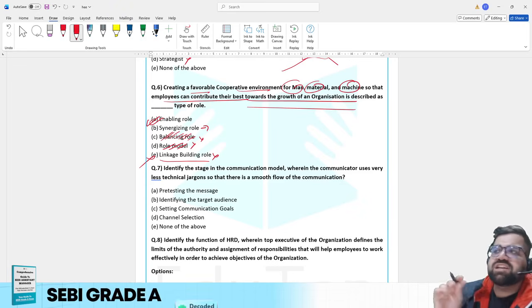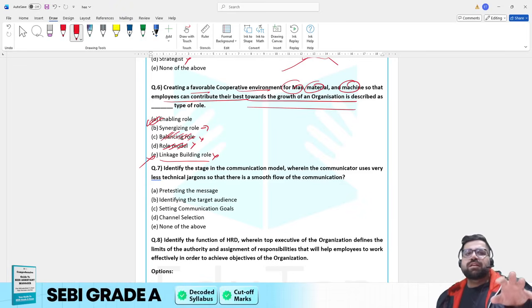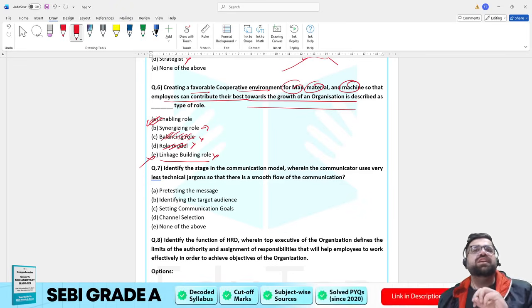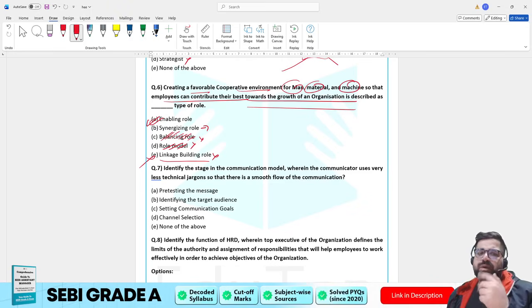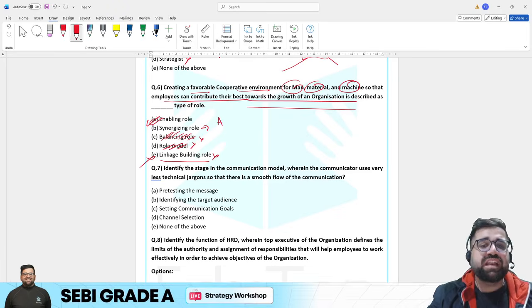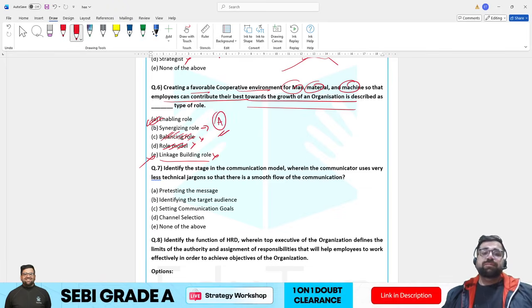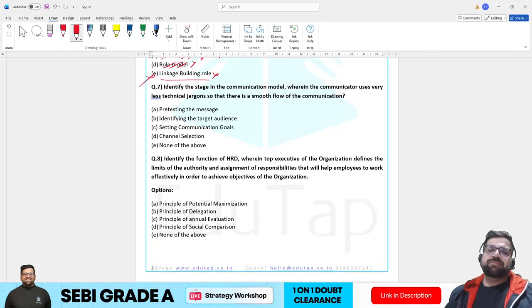Synergizing means to put synergy in a group so that they can work as a team, not as an individual. So that is why I am going with option number A, which is enabling role. Next, question number 7.